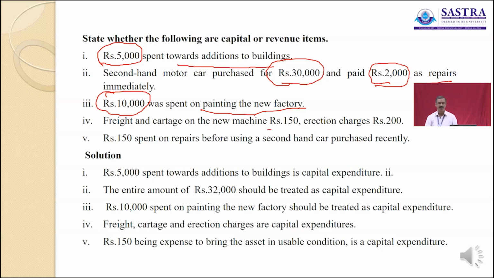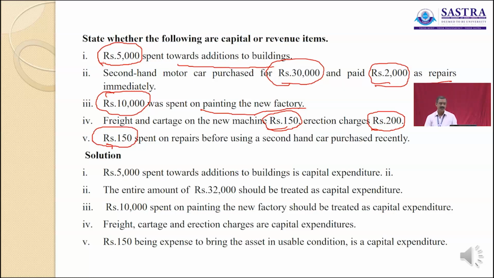Cartage on the new machine rupees 150 and the erection charges rupees 200. How would you treat the freight and cartage to purchase and bring the new machine to the factory? The erection charges of rupees 200 for the new machine, and lastly 150 rupees spent on repairs before using a second-hand car purchased recently.